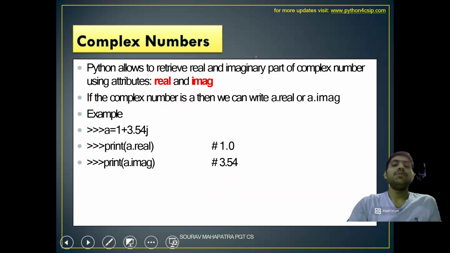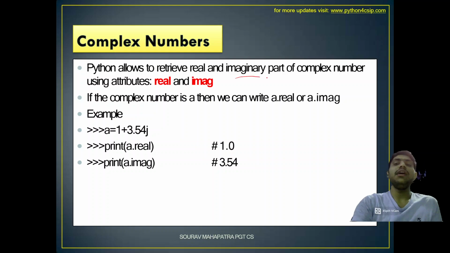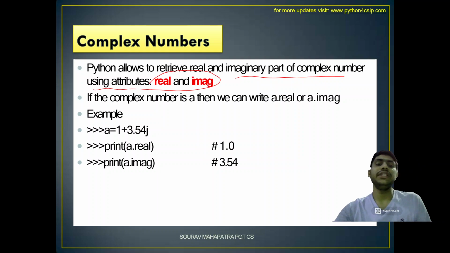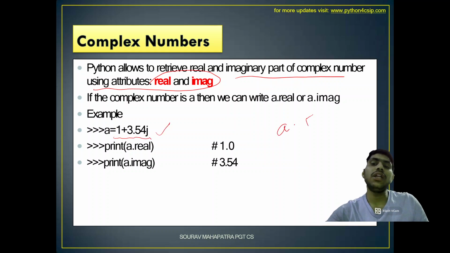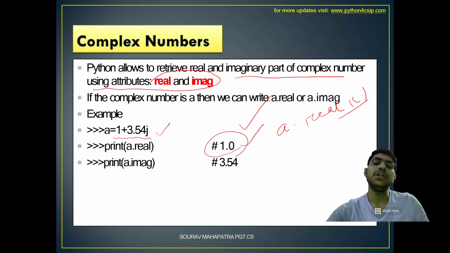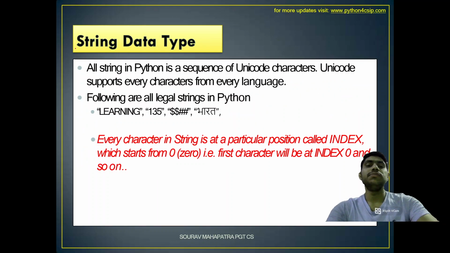Okay. So Python allows you to retrieve the real and imaginary part of a complex number using the attributes real and imag. Okay, you can see they have taken here 1 plus 3.54j. So when you write a.real, then it will give you 1.0. Okay, because it is a fractional part. I told you, if it is a fraction, it will be converted to 1.0. Then a.imag gives 3.54. Clear, I think, everyone?